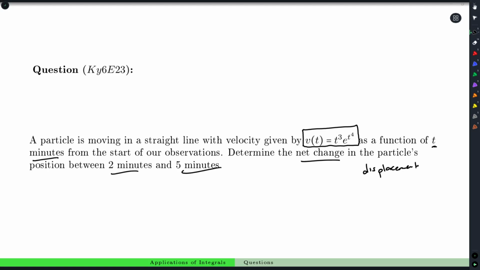Okay. So displacement or net change in position is found by integrating the derivative of position, which is velocity. Well, we've got the formula for velocity. We want to go from 2 to 5, so this shouldn't be that bad. So I said displacement. I'll stick with the net change words just to match with the question, but we'll say net change in position.